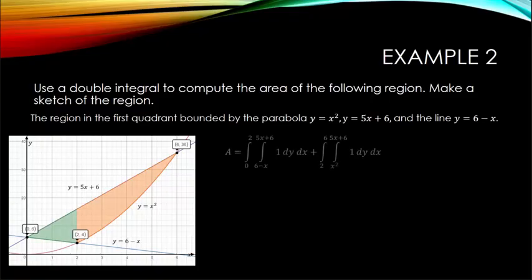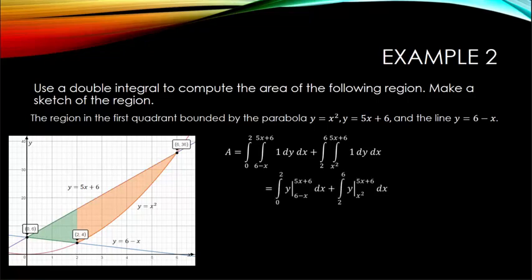So that my area is the double integral from 0 to 2 of the integral from 6 minus x to 5x plus 6 of 1 dy dx, plus the integral from 2 to 6 of the integral from x squared to 5x plus 6 of 1 dy dx.